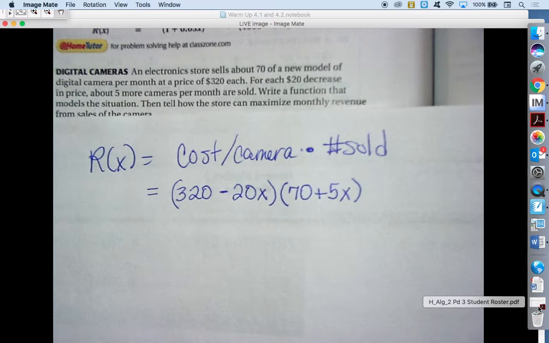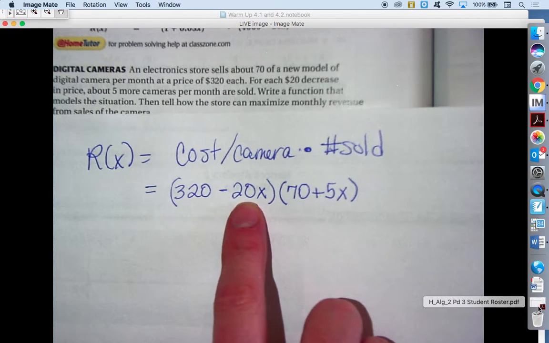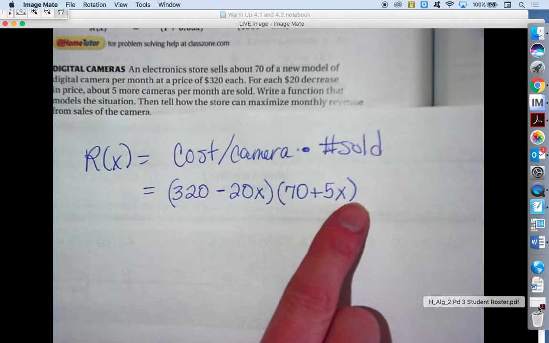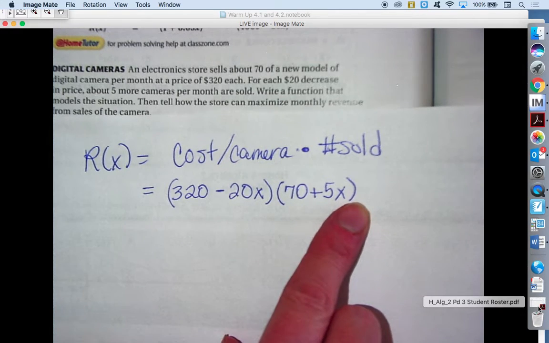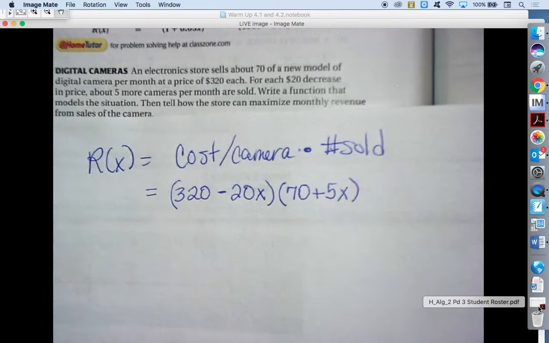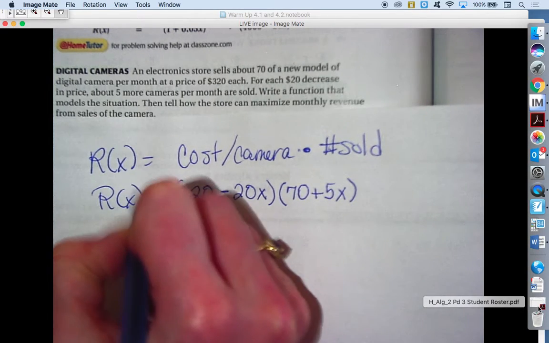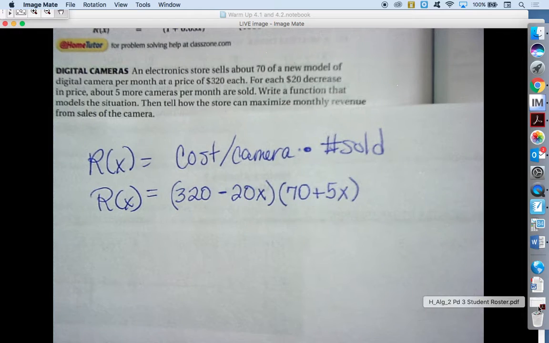So if I reduce the cost twice, I've reduced it $40, but if I'm reducing it twice, I should then sell another 10 cameras instead of 5. So the x represents the number of times that you should reduce your cost. Questions with that? So here would be my function. That function represents the revenue that I would have based off of my cost reduction.